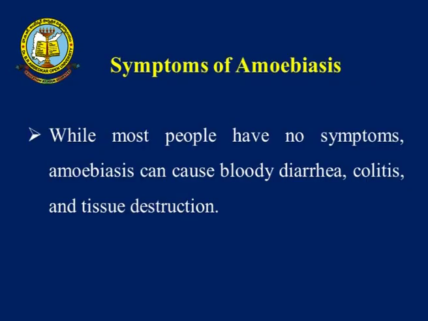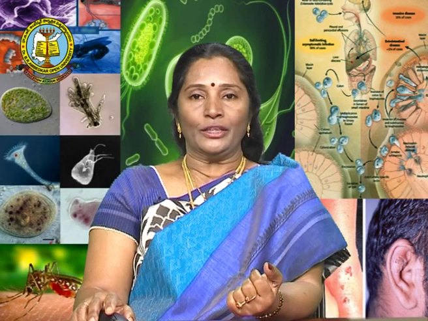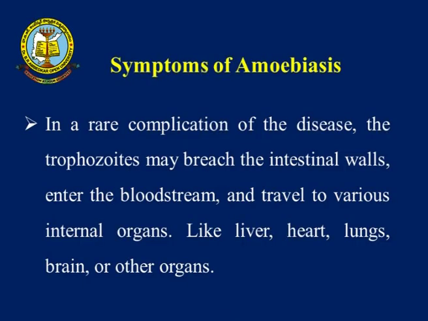Symptoms such as diarrhea, colitis and tissue destruction tend to appear 1 to 4 weeks after ingestion, and a rare complication of the disease is that the trophozoite may breach the intestinal walls and the bloodstream, and they can lead into the liver, heart, lungs, brain and other organs.